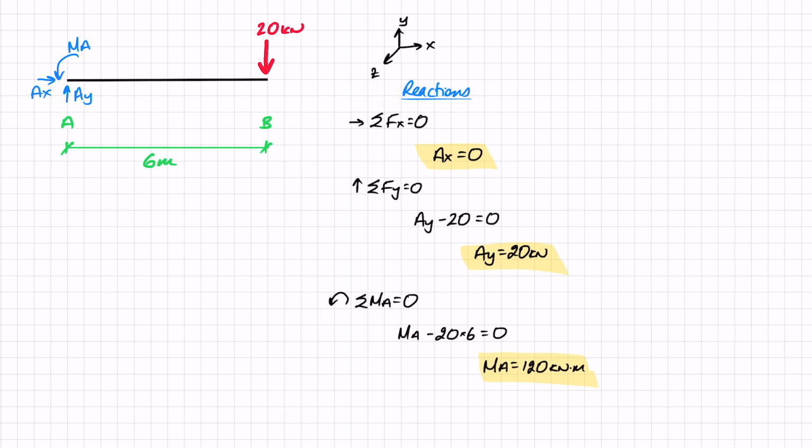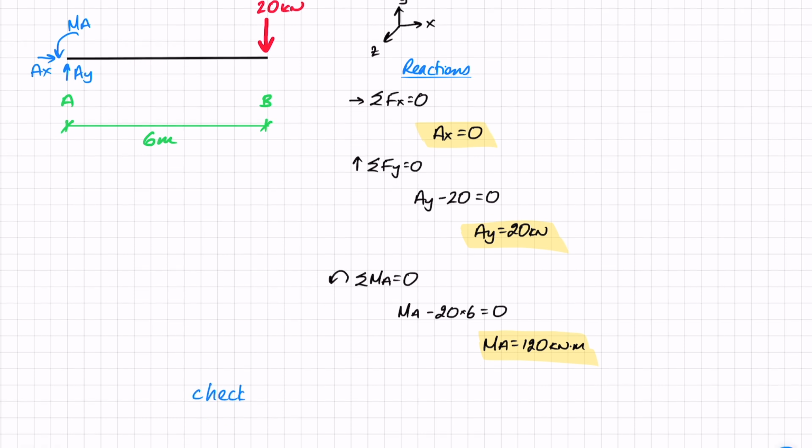Now, before I move on, just because maybe I'm less sure of this, I am going to do a check, and I'm going to check by summing my moments around B. In this case, the 20 kilonewtons of that load pass through B, and therefore they don't create a moment. AX would also pass through B, although it's 0 in this case, and so I've got AY and MA contributing to moment. MA, we calculated, is 120, and AY gives me a negative moment of 20 times 6, and that indeed equals 0, which means that I've probably calculated my reactions correctly.